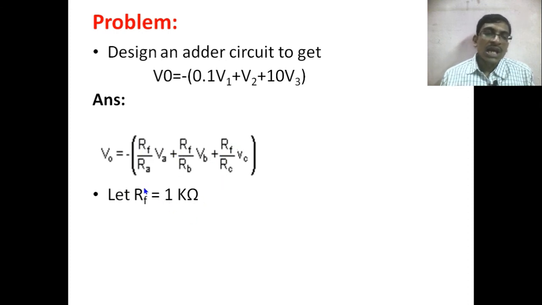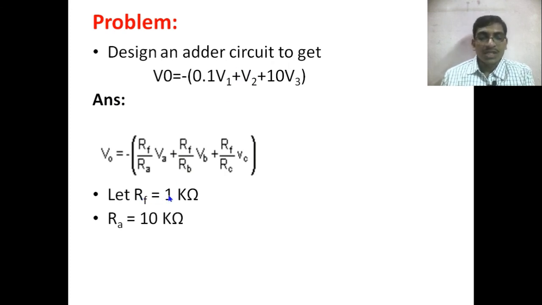Now, assuming RF, we can get the value of RA, because RF by RA must be equal to 0.1. As RF is equal to 1 kilo ohm, if you take RA as 10 kilo ohms, then 1 kilo ohm by 10 kilo ohm is equal to 0.1. So RA will be equal to 10 kilo ohms. 1 by 10 is equal to 0.1. The scaling factor has been satisfied for VA or V1. The second scaling factor is 1 only.